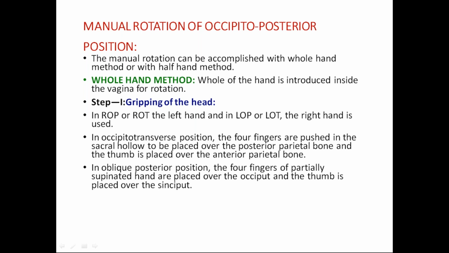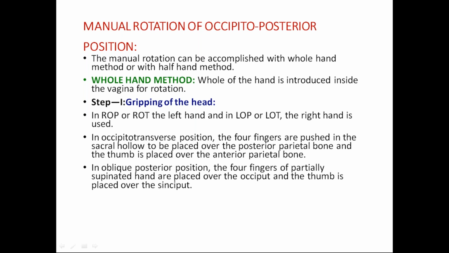The holding of the head is very important because it is already slippery, because of course of all these things. So your hand should be appropriate. The hand should be put inside the pelvis. In occiput transverse position, four fingers are pushed inside the sacral hollow, placed over the posterior. That is the half hand method. You put it across the transverse.